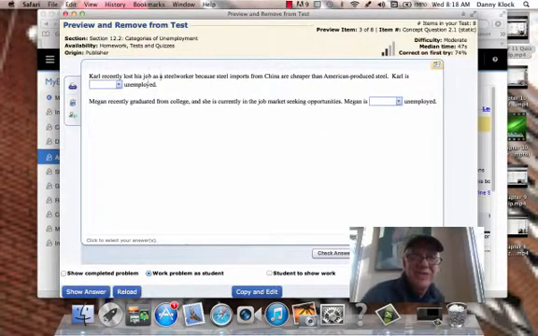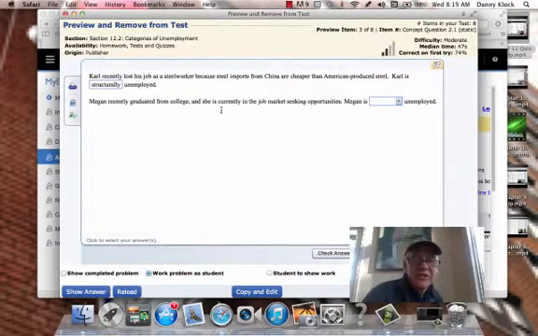Carl has recently lost his job as a steelworker because steel imports from China are cheaper than American, right? So Carl is basically a structural problem. This is again because there's an imbalance in this economy between China, and again, this is true with a lot of our steel manufacturers lost a lot of jobs. It's very structural things because the Chinese can do it cheaper. South Korea does their steel a lot cheaper too.